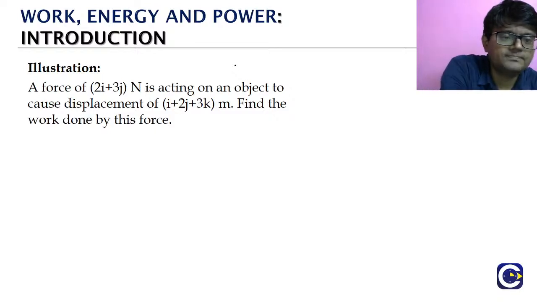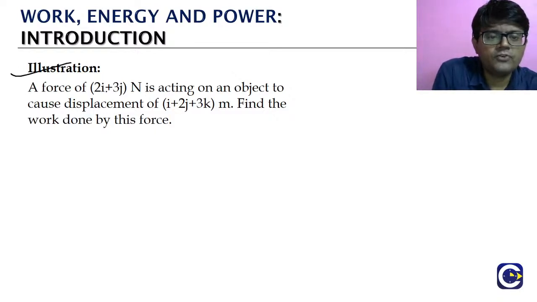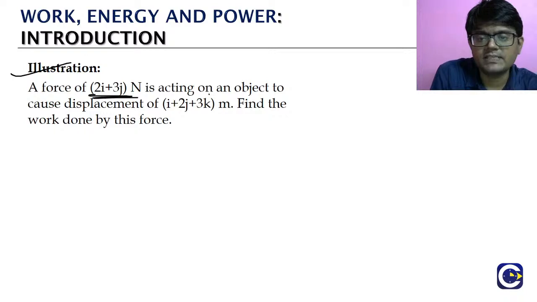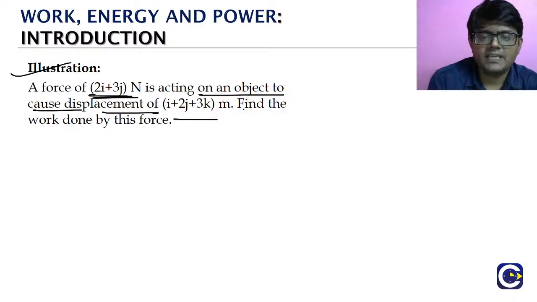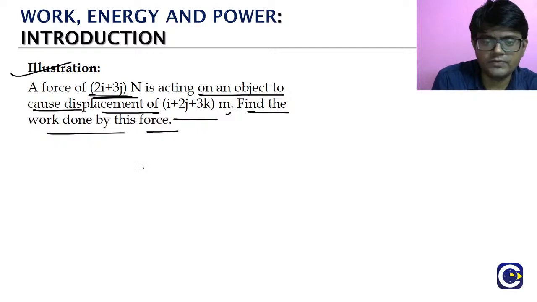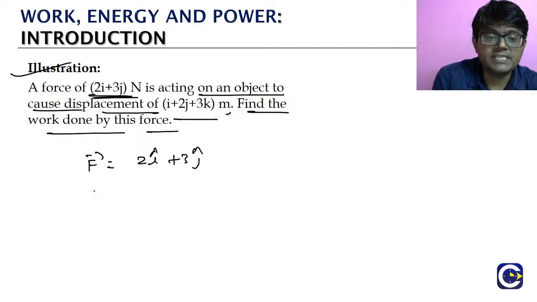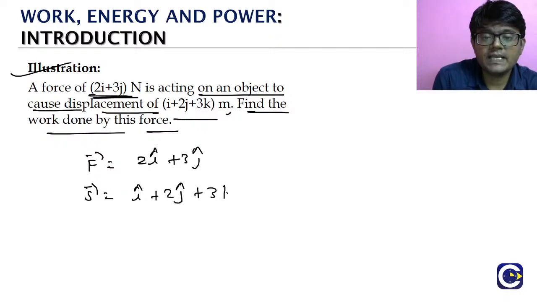Next, look at this one. A force of 2i plus 3j newtons is acting on an object to cause the displacement of i plus 2j plus 3k in terms of meter. So force is in SI unit, displacement is also in SI units. Find the work done by this force. So let us look at what is given to us. Force is 2i plus 3j. Displacement is i plus 2j plus 3k.